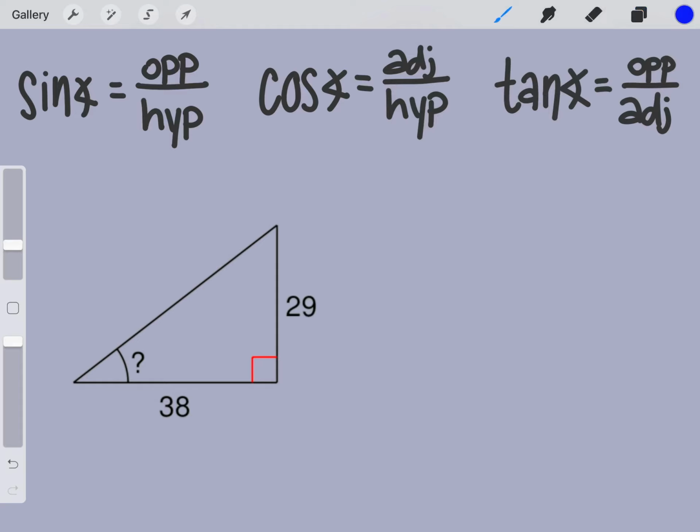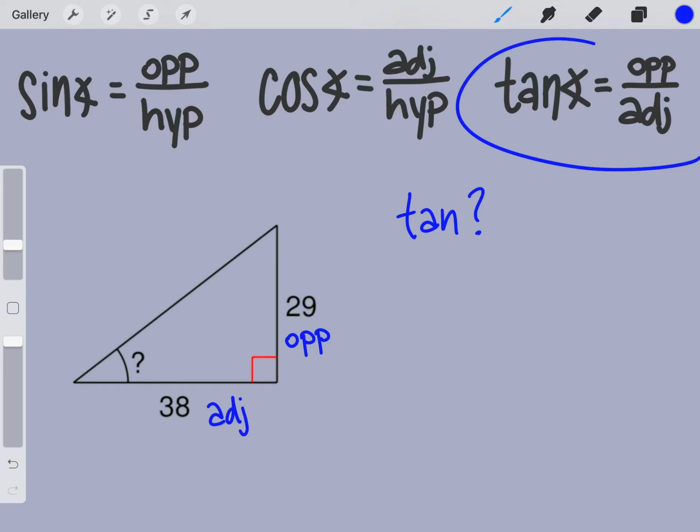Okay, let's see how you did. So, 29 is your opposite side. 38 is your adjacent side, making it tangent that you should have been using. The equation you should have written out was the tangent of question mark equals 29, the opposite side, over 38, the adjacent side. It's very important you're doing these in the correct order.